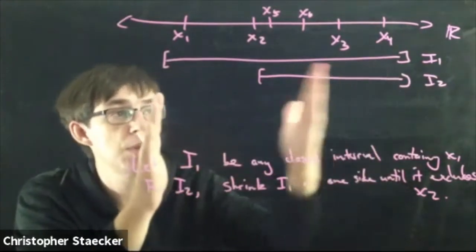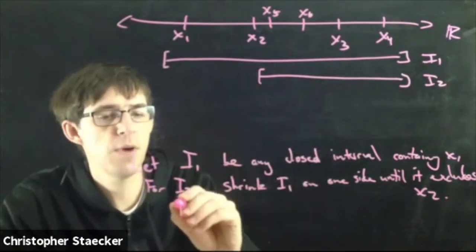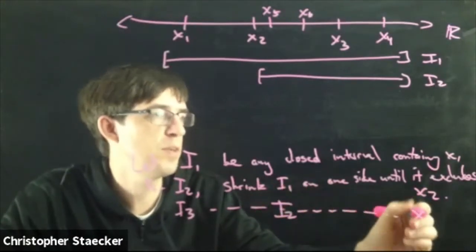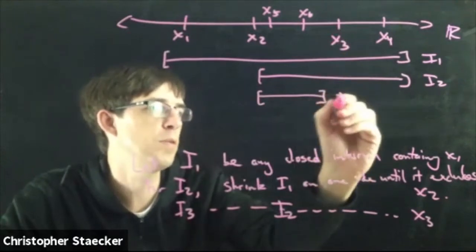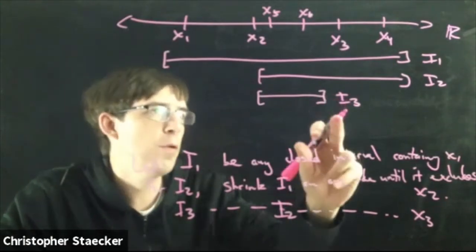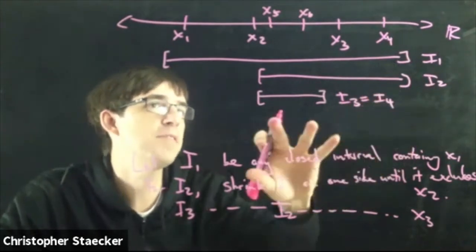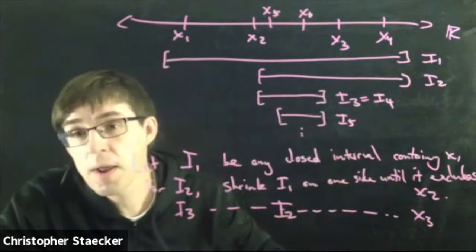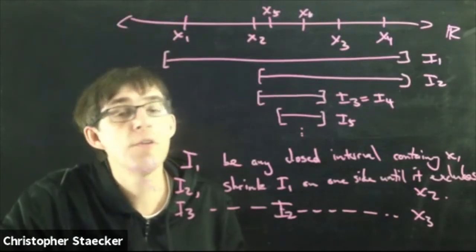Every step, we are shrinking the interval on one side or the other, and it doesn't matter which side, in order to exclude another one of the real numbers in this list. So for I3, I shrink I2 on one side until it excludes x3. Maybe I'll shrink the right-hand side this time, so x3 is no longer in this interval. We continue to do that. What would I4 look like? Actually, x4 is already excluded from I3, so we'll just make I4 the same. Then I5 will have to shrink down to exclude x5, so maybe I'll start it over here. These are the nested closed intervals. Each one is built specifically so that it excludes one of the points in the list.